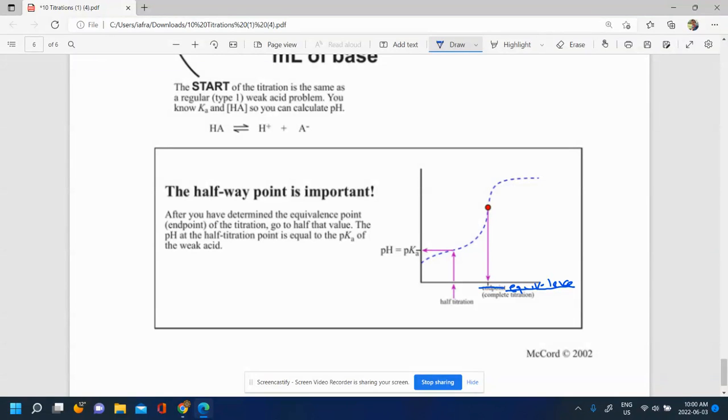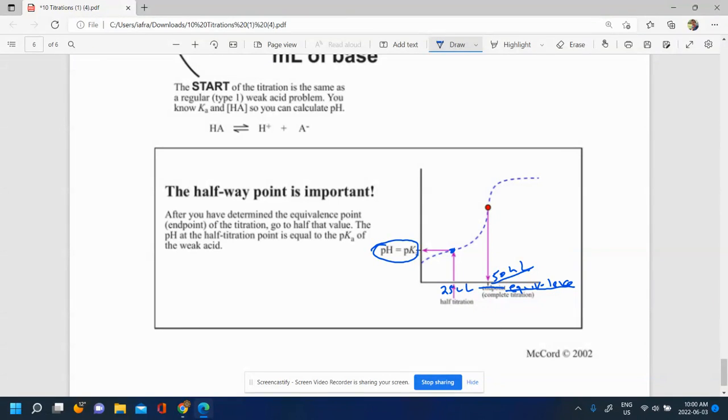And let's say that our equivalence point happened at about 50 mL of our base being added. Well, you can go halfway to that. You can find the point where you're about halfway to 50 mL. So that's 25 mL. And at that point there, you can go find your pH at that point. And the cool thing about that is that your pH at that point is going to be equal to your pKa.